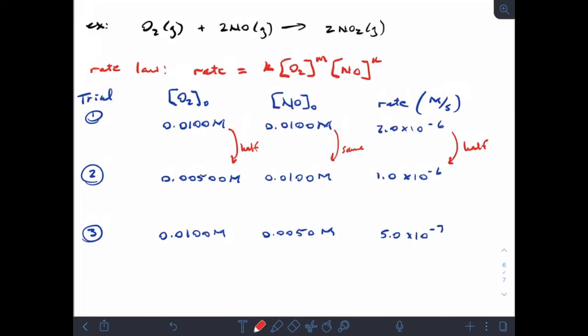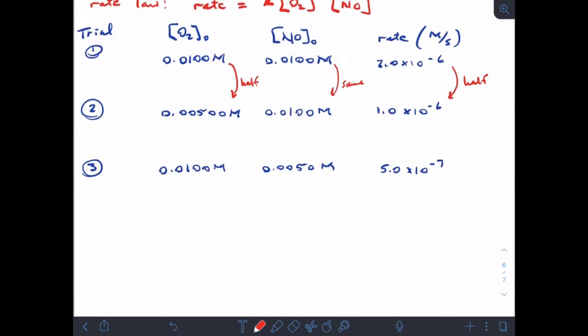M and N. Okay, so our strategy is to compare trials to find M and N. What we're going to do is start by finding M, that is. Okay, so to do that we're going to use trials where O2 changes but the NO stays the same.